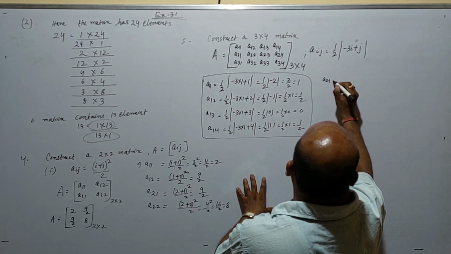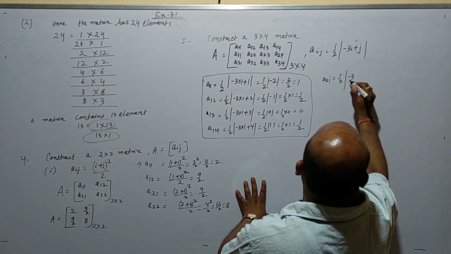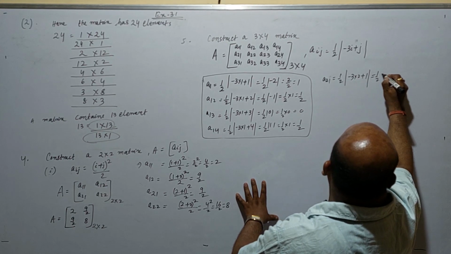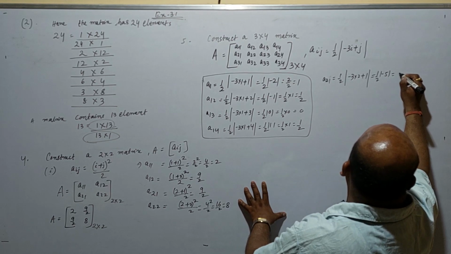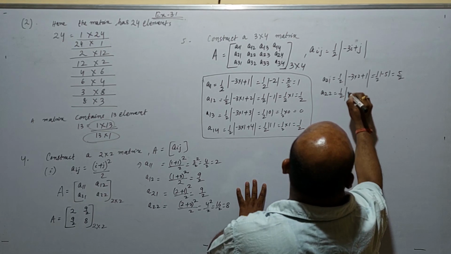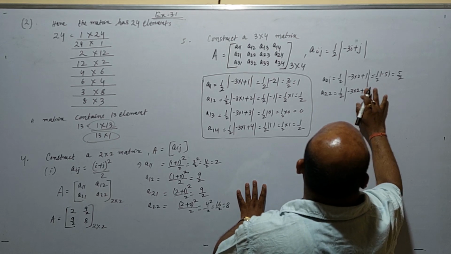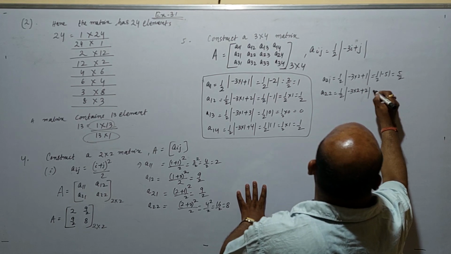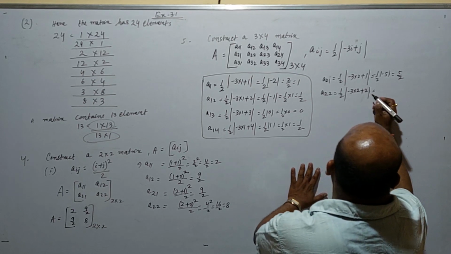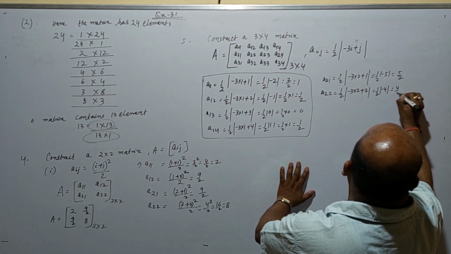Then come to the second row. A21. It is what now? Half into, put the value here, minus 3 into 2 plus 1. Minus 6 plus 1. It is what? Minus 5. Modulus of minus 5, 5 by 2. Then A22, second row. Half into, you put here in place of i 2, and in place of j, 2 also. Minus 6 plus 2. It is minus 4. 1 by 2 minus 4 mod. 4 by 2, it is 2.